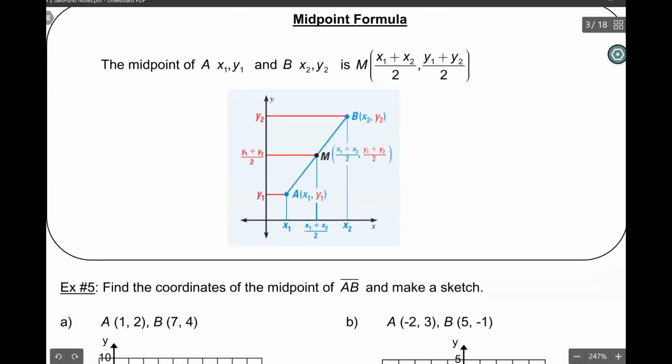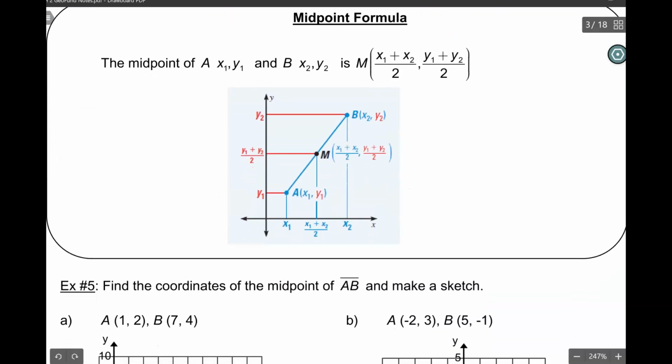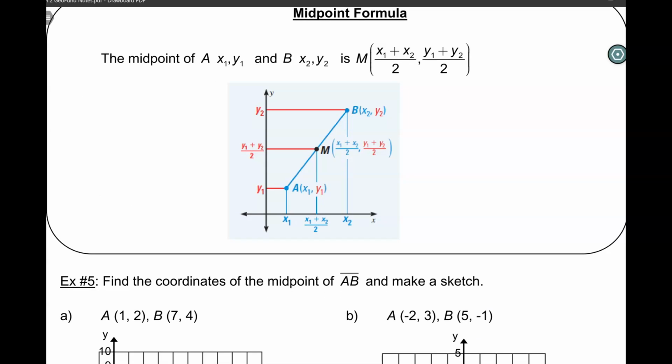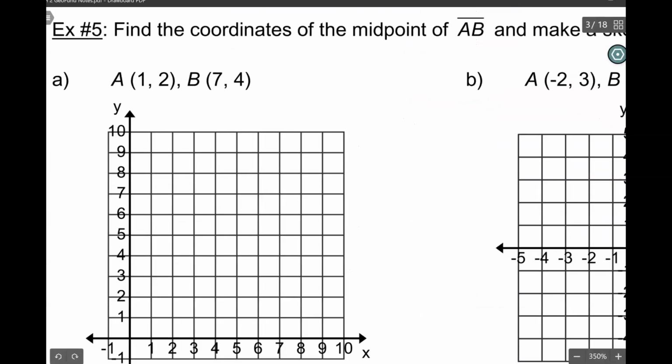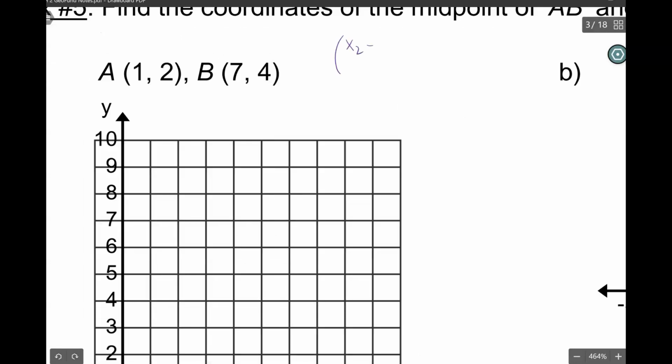And midpoint formula. So, the midpoint is literally you're taking the average x value, and this is the average of the y value, because you're adding the two together and then dividing by 2. So definitely highlight this for yourself. Find the coordinates and then make a sketch. Okay, so I'm going to write out x2 plus x1 over 2, y2 plus y1 over 2.